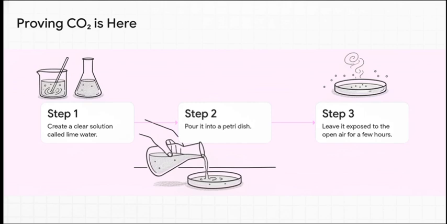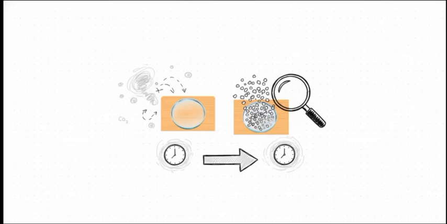First, you create this clear liquid called lime water. Next, you just pour that clear solution into a dish. And then, for the last step, you do nothing. You just leave it out, totally exposed to the open air. After a few hours, something pretty amazing happens. The totally clear liquid turns all cloudy and milky. Why? Because the invisible carbon dioxide from the air reacted with the lime water. That reaction creates tiny, white particles of something called calcium carbonate. It's literally visible proof of the invisible.